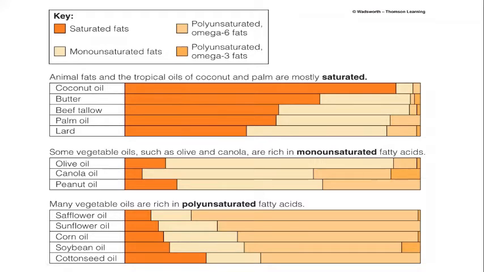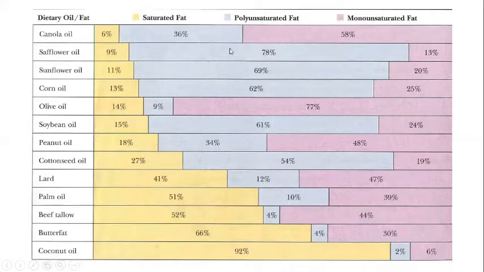And you can see the level of saturated fat, monounsaturated fat, and polyunsaturated fat in common animal and vegetable oils. Please refer to this figure carefully. And here again, it shows the same thing in a very clear manner. You can see that coconut oil contains a very high level of saturated fat.